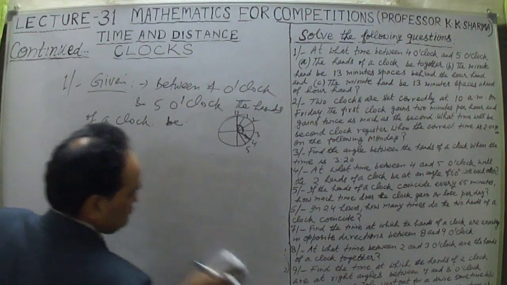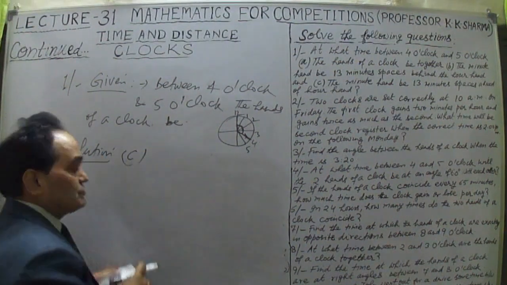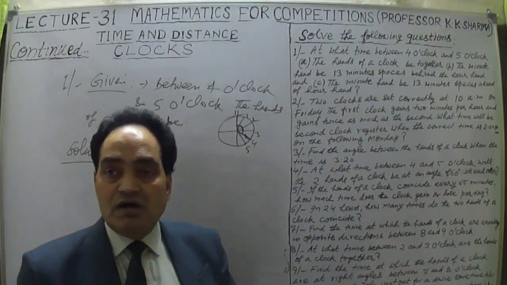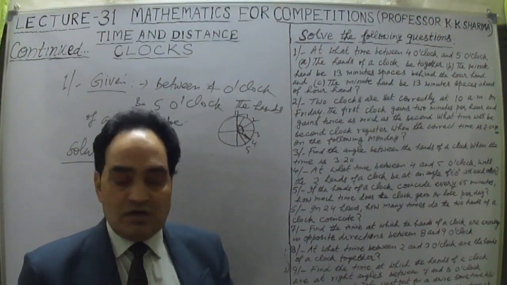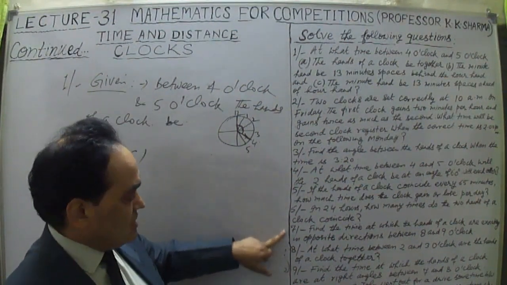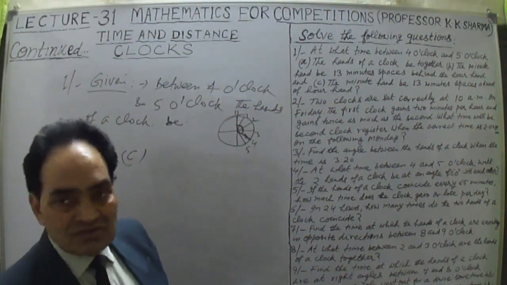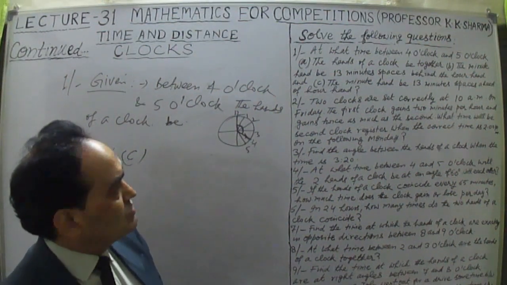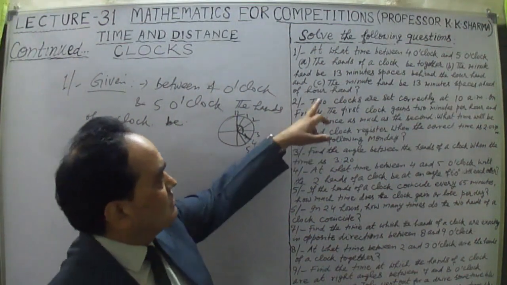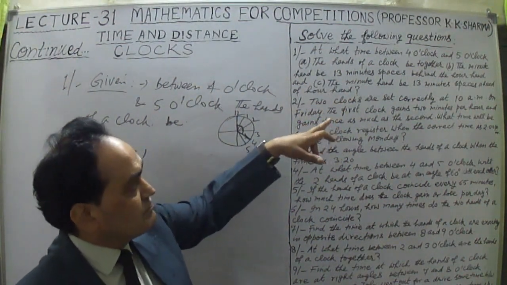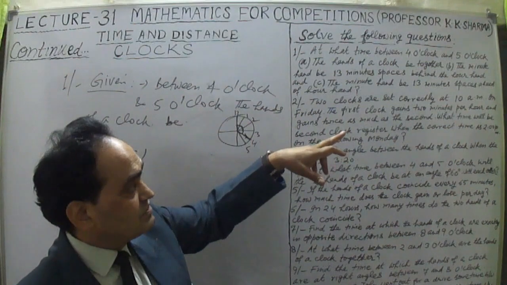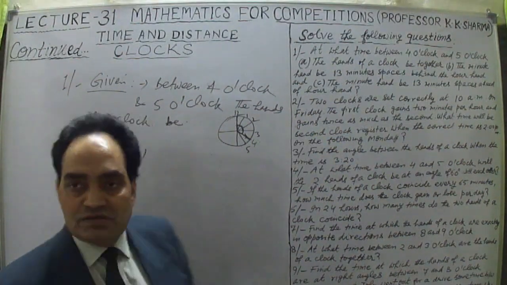Now what is the C part of this question? 13 minutes space ahead of the hour hand. So the minute hand will be ahead of that. What's the point? In this C part, the minute hand should be 13 minutes spaces ahead of the hour hand. That's the point.